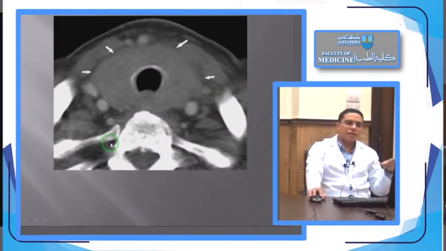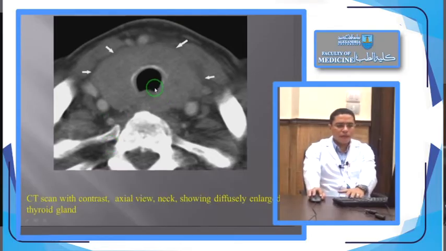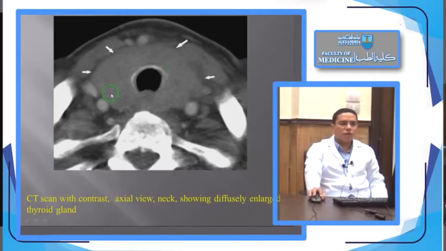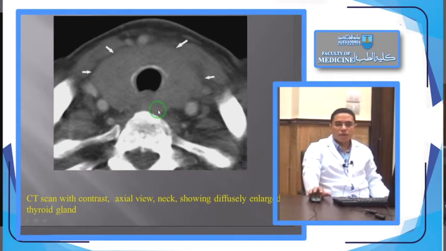Again, this is a CT scan, axial view at the level of the neck, showing what? Showing diffusely enlarged thyroid gland. There is a diffuse enlargement of the thyroid gland. This is not a nodular enlargement.